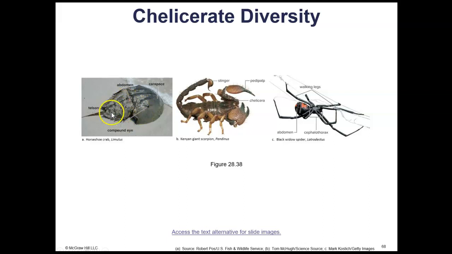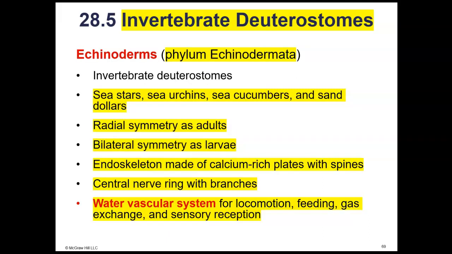So here's a horseshoe crab. This is a scorpion, which is in the subphylum Chelicerata and also the class Arachnida. A black widow spider in class Arachnida. The horseshoe crab is not in the class Arachnida. It's in a different class. But I would expect for you to remember the class Arachnida because we all know that spiders are arachnids.